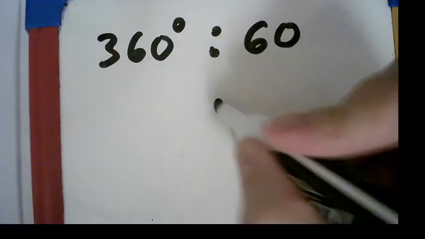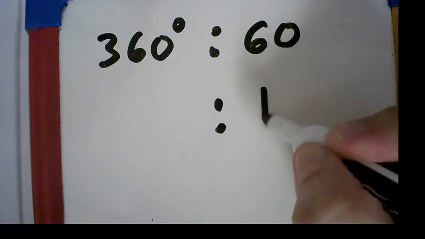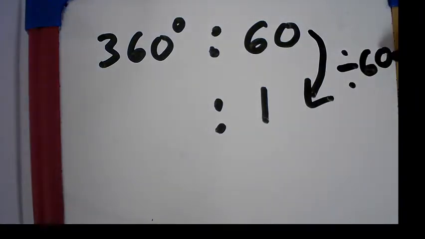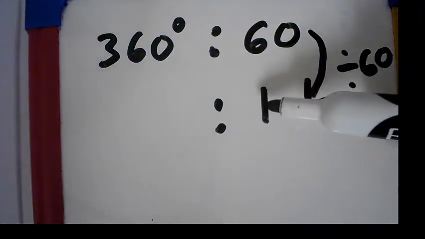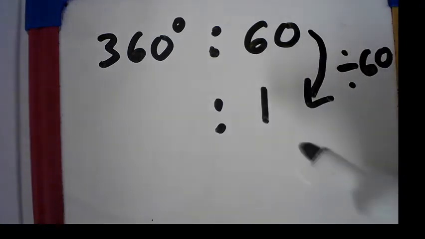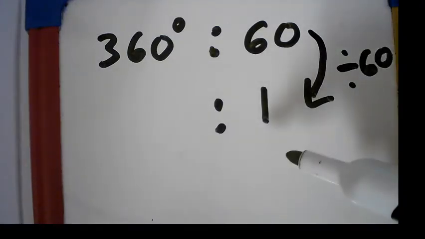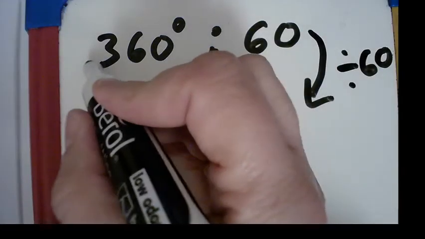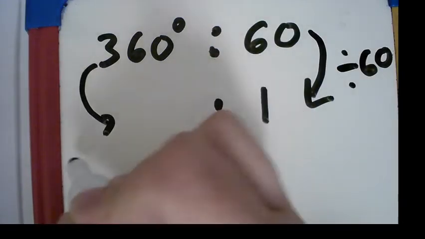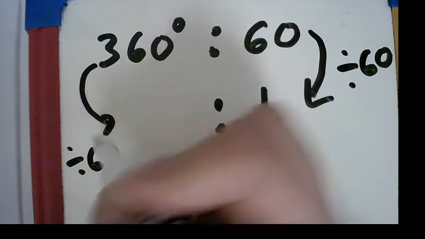Now, I want to know how much one car's worth. So I'm going to get this down to 1. Now, this is a ratio technique you learned with Miss Saeed. To get from 60 to 1, I'm going to divide by 60 because 60 divided by 60 is 1. And one of the golden rules of ratio is whatever you do to one side, you do to the other. So I'm going to take the 360 and divide it by 60.